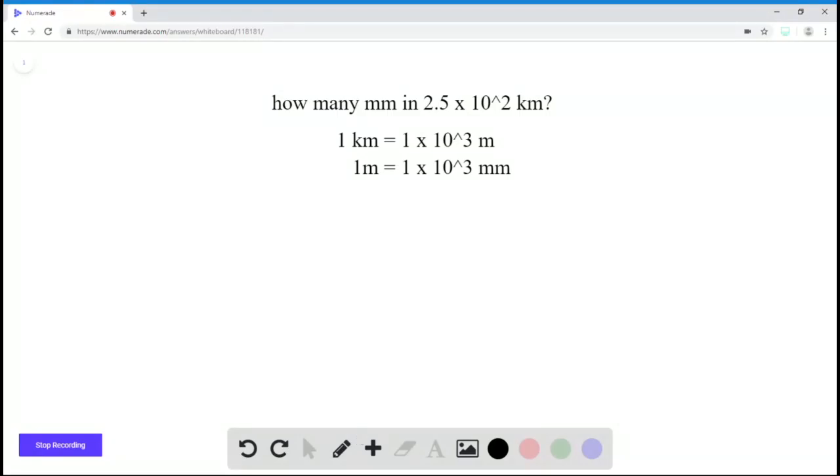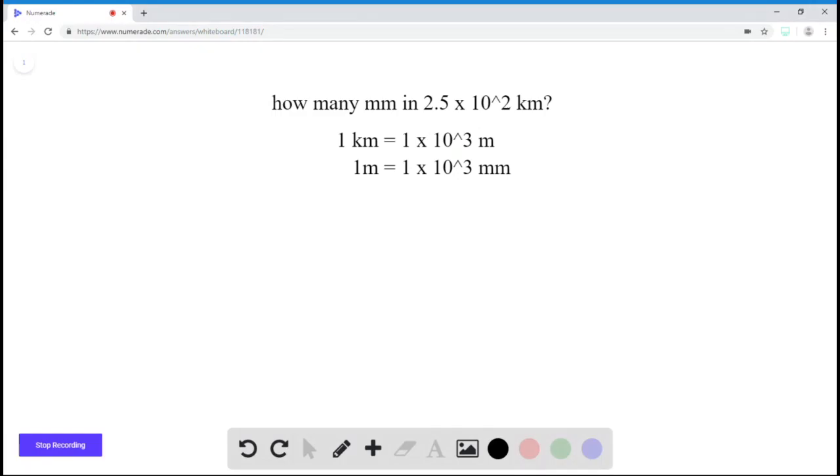So this question wants you to solve how many millimeters are there in 2.5 times 10 to the power of 2 kilometers. So we have two conversion factors that we can use. We can first convert kilometers to meters, and then we can further convert meters to millimeters. And because our initial value of kilometers is given in scientific notation, let's just keep it simple and keep everything in scientific notation. So the way that you want to solve this is using dimensional analysis.